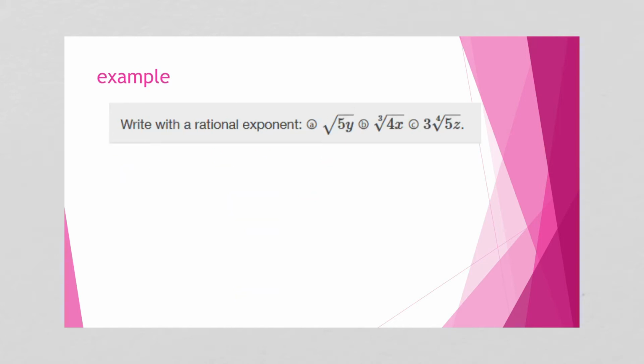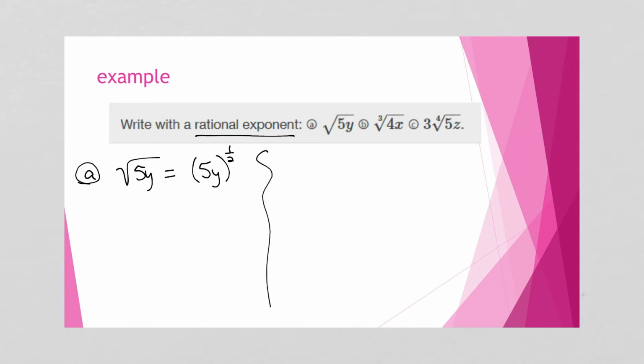For this one, they want us to write this as a rational exponent, which means a fractional exponent. On A, we've got the square root of 5y. This can be written like this. Don't forget, you have to have the parentheses here. So that's part A. Part B is the cube root of 4x. You do need a set of parentheses here, so we'll put 4x inside the parentheses, and now we have 1/3 as the exponent.